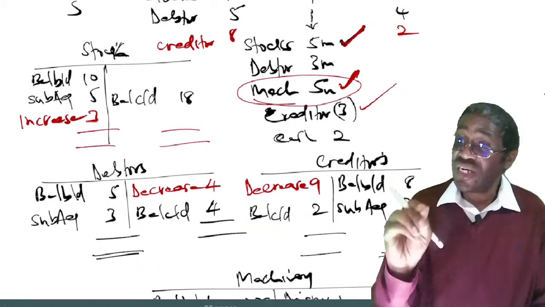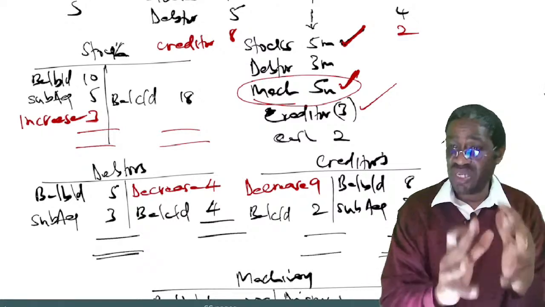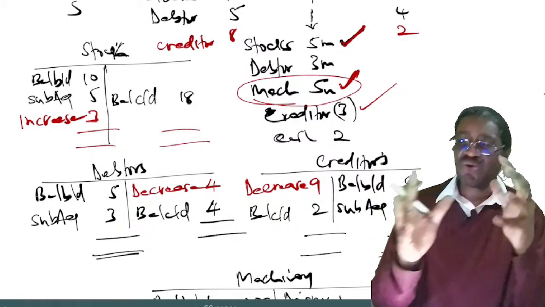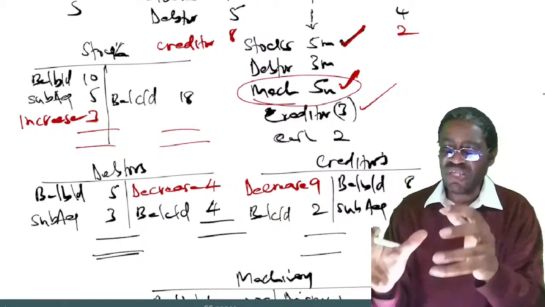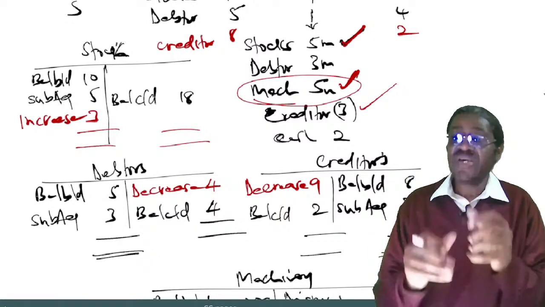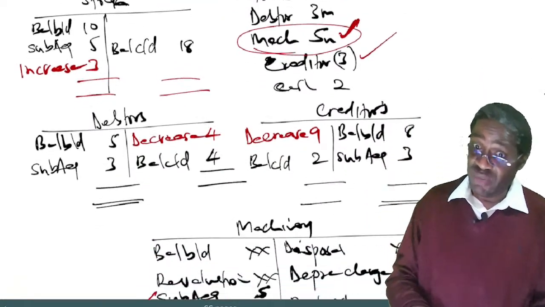When we acquired the subsidiary, it came into the group with a bunch of stocks. It made the stocks go up. It came into the group with a bunch of debtors. It made the debtors of the group go up. It came into the group with a bunch of machinery. It makes the machinery of the group go up. And therefore you debit. Good.